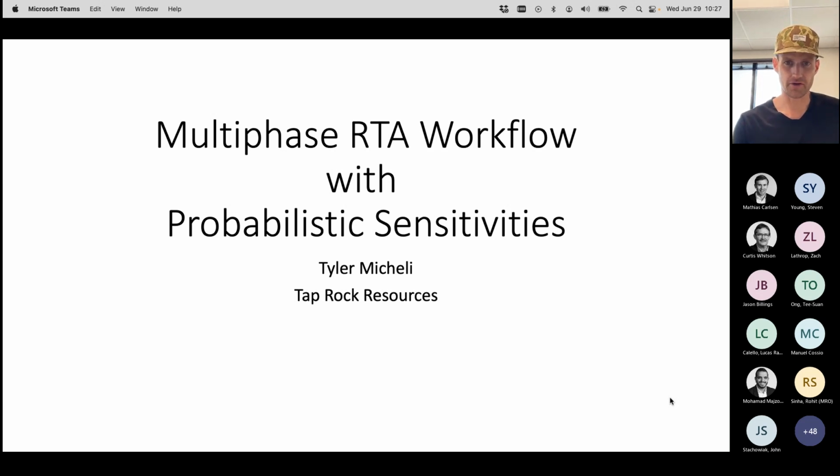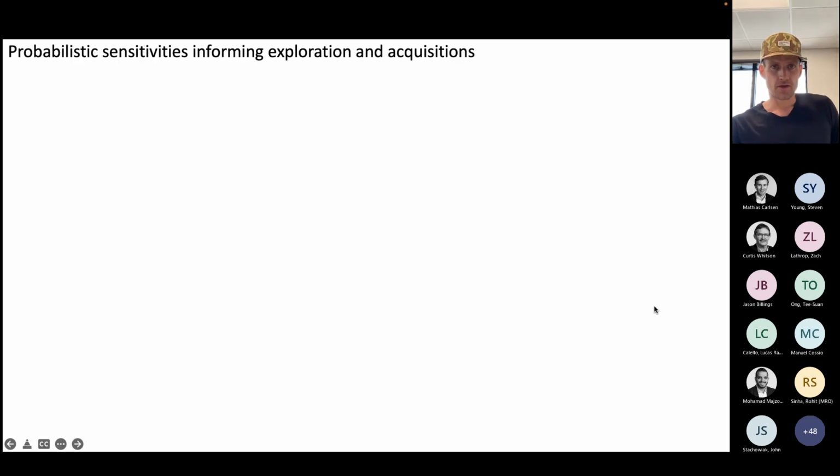And I want to talk here about how we're using the multi-phase workflow to inform some of our activities through the probabilistic sensitivities. We're working in exploration and also actively acquiring assets. In exploration outside of the primary Wolfcamp, we're looking for different horizons, and with acquisitions, we're looking at geographic extents that are outside the core of the basin or sometimes within the core of the basin.